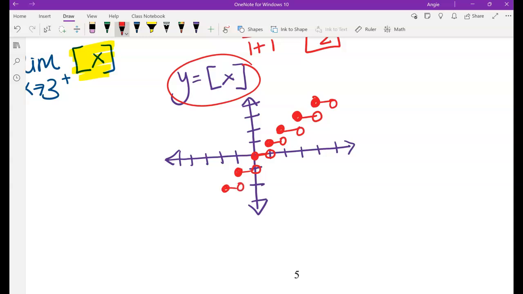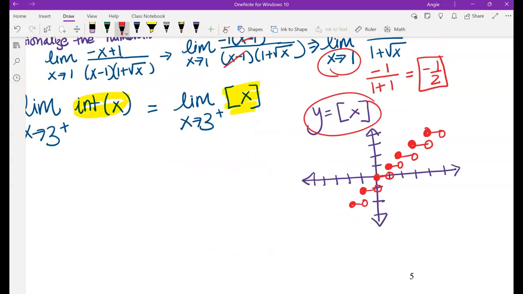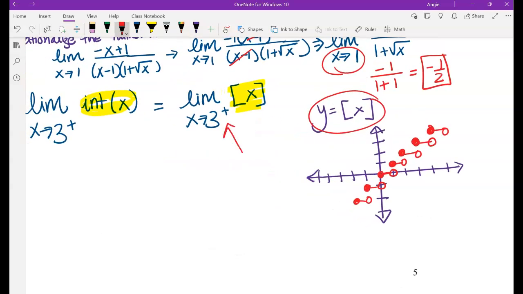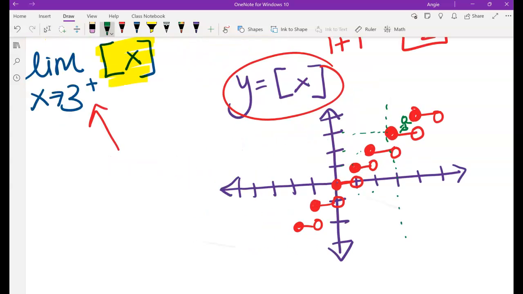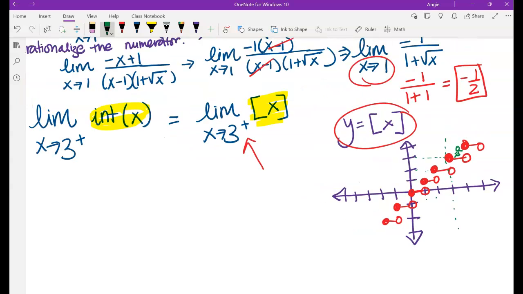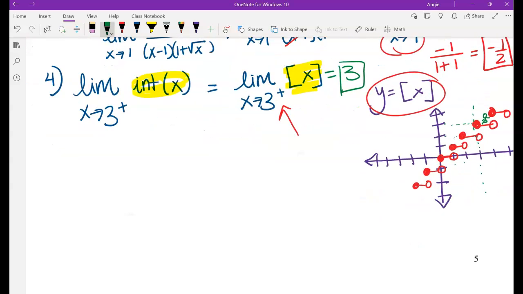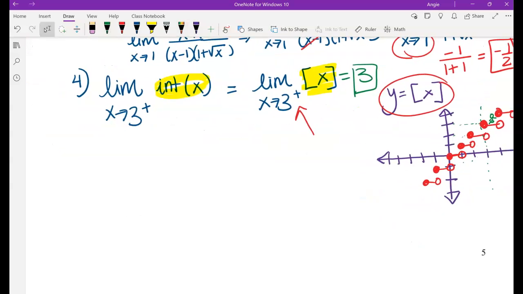So we are asking, find the limit as x is approaching 3 from the right side. That means we need to stand on the right side. 1, 2, 3. Here's 3. I need to stand on the right side. If I'm standing on the right side, guys, the y value is approaching 3. So for this one, your limit is 3. Now be careful. 4 and 5 are related, okay? Number 5.